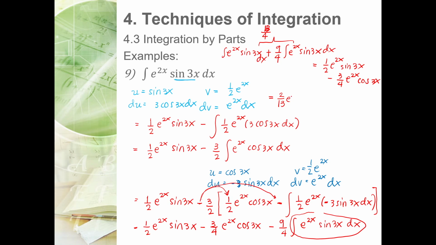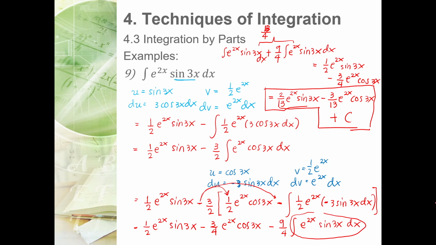Just correct me if I'm wrong. 2 over 13 e to the power of 2x sine 3x, and then minus 3 over 13 e to the power of 2x cosine 3x plus c. So I think that is the answer. Just try to verify it with Symbolab or try to verify it on your own.